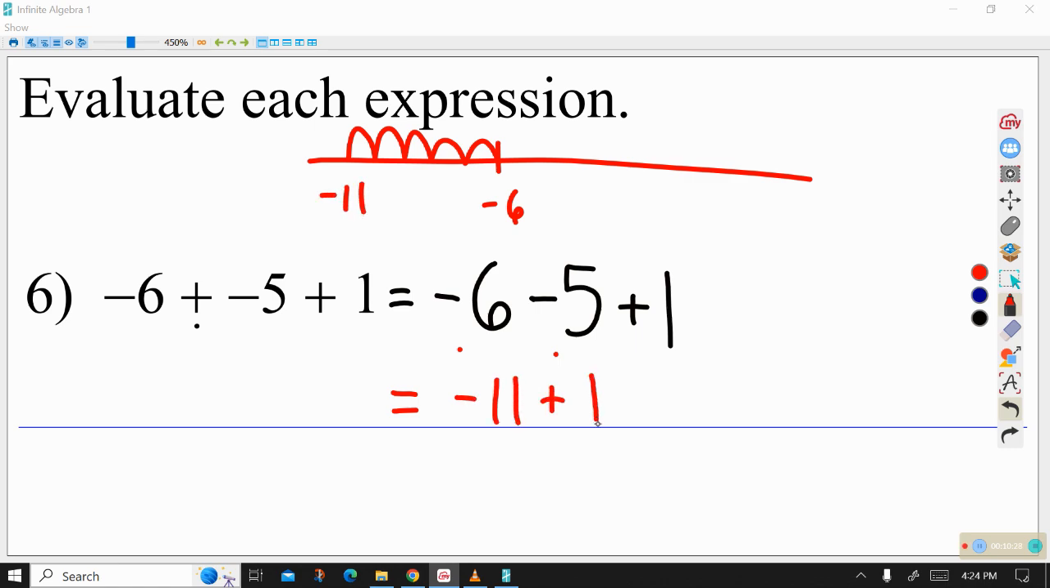So then I have -11 plus 1, okay? But that would move me back the other way, right? Because plus needs to move back this way. So plus 1 would drop me right there, and -11 plus 1 is -10.